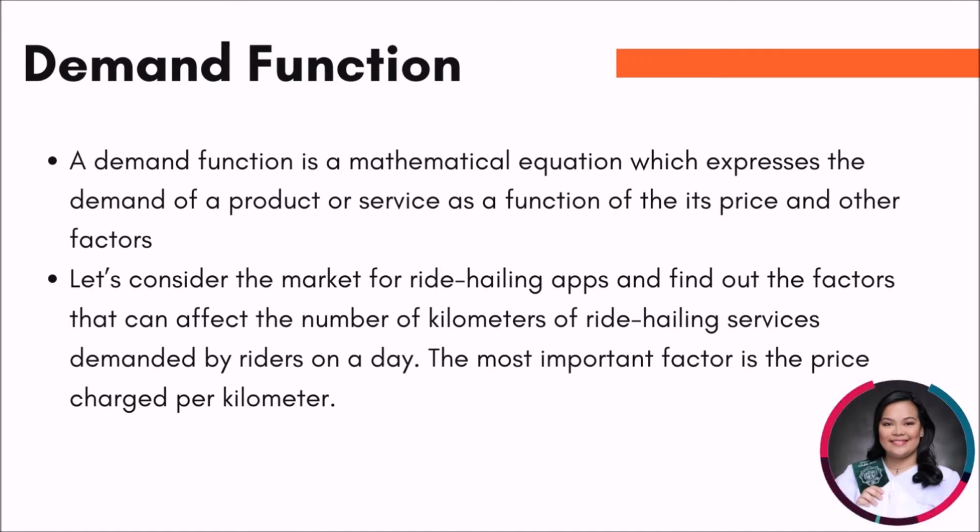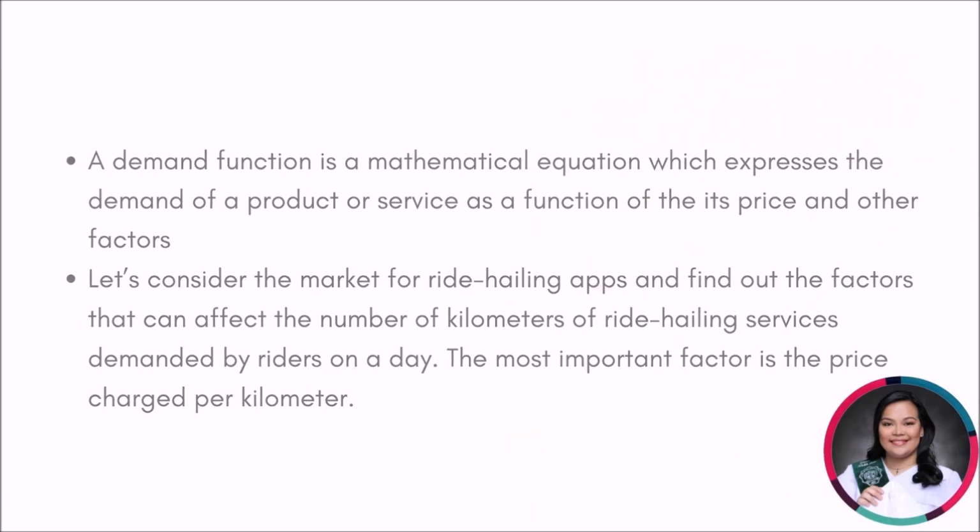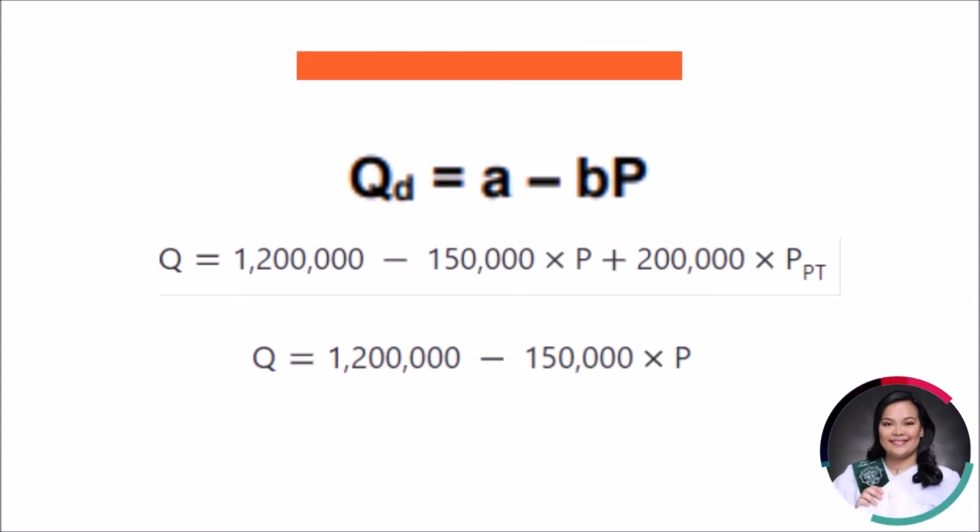The multiple regression analysis assigns different coefficients to each of the factors that affect the demand. Let's assume, for the sake of simplification, we use only two variables: P as the price of the product itself and P_PT as the increase in price of the competing public transportation, and arrive at the following equation. Quantity demanded is equal to A minus B multiplied by P, plus C multiplied by P_PT. Q is the kilometers demanded, P is the price per kilometer of ride-hailing service, and P_PT is the increase in price per ride of the public transit system.